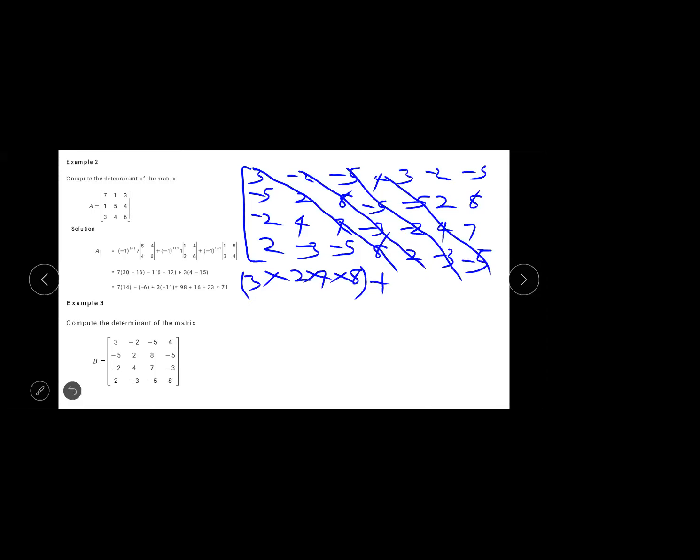I haven't done that. If you want to do it for this one too, you start from here. You multiply until you get to the end here. Whatever you get there, you add them to each other. So this side minus the other side. So that is the solution. I hope you get it well.